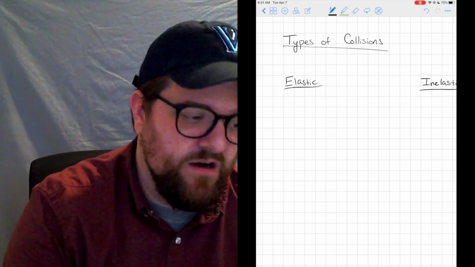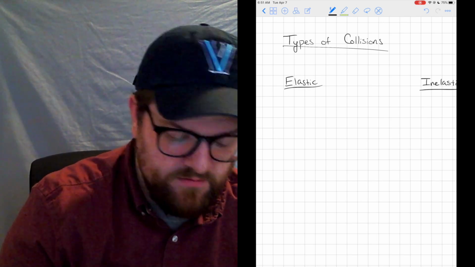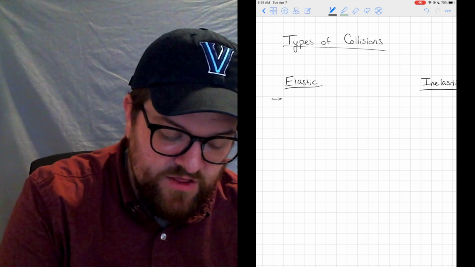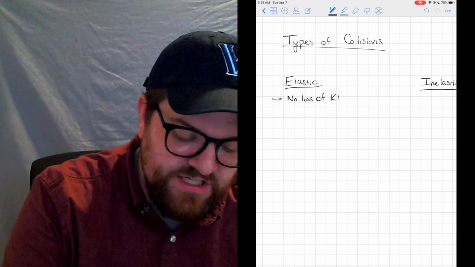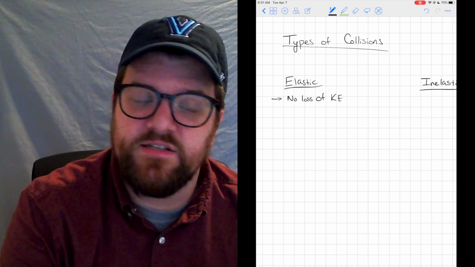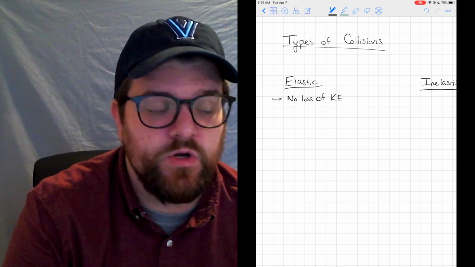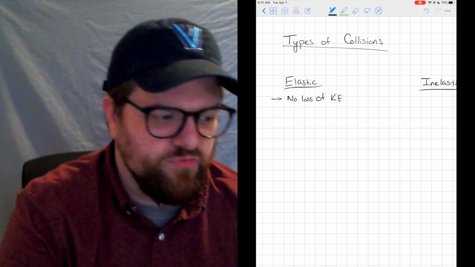With elastic collisions, the archetypal elastic collision is the billiard balls hitting each other. All right, there's no loss of energy in that problem. And that's what defines an elastic collision. There's no loss of kinetic energy specifically due to deformation. We're going to look at that in an inelastic collision, why deformation plays such a role.